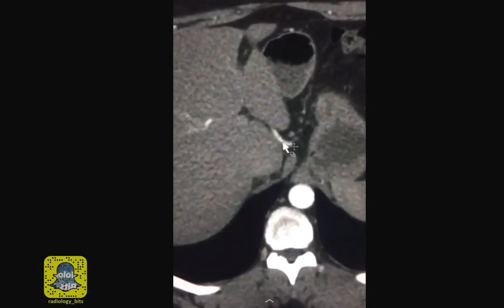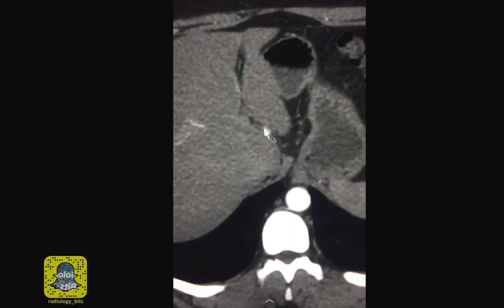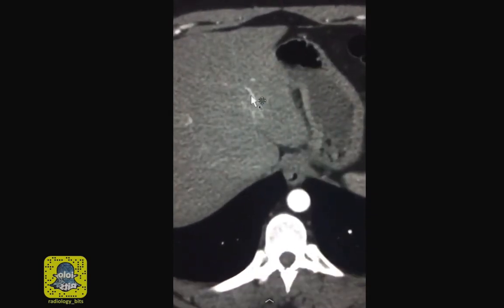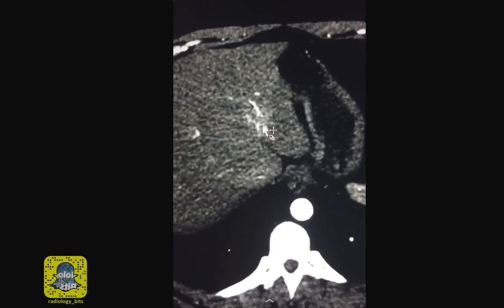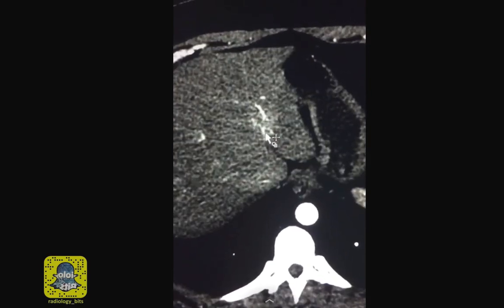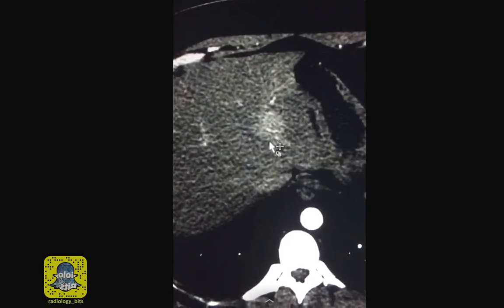One more observation to finalize this case. Note how this replaced left hepatic artery reaches all the way to the lesion. And it appears that this replaced left hepatic artery is the main arterial feeder to this vascular FNH.